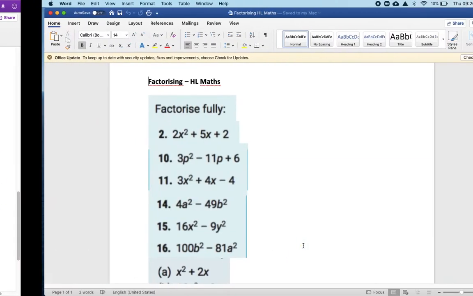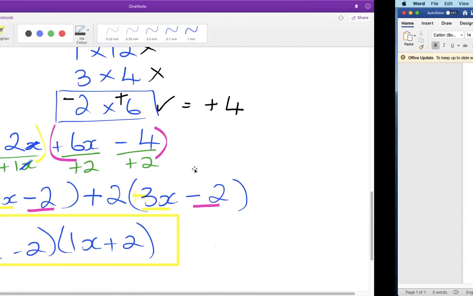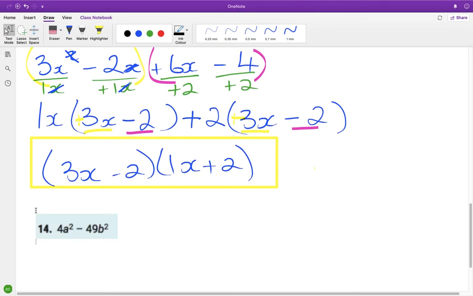Okay, so that's your trinomials, I think. Yeah. So 14 is not a trinomial. How do we know? Clear answer: there's only 2 terms, not 3.